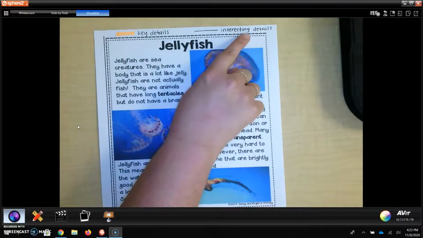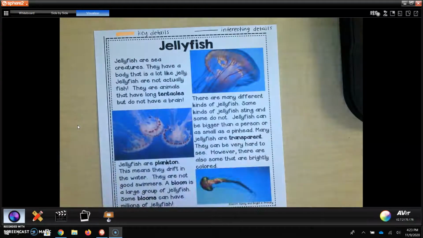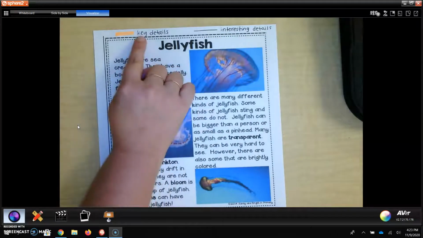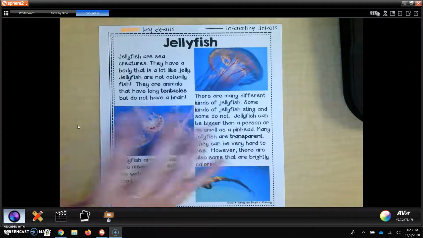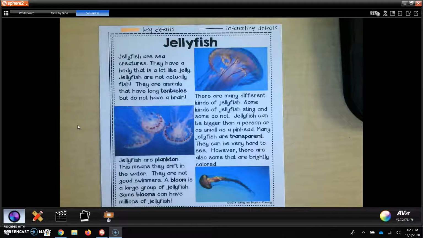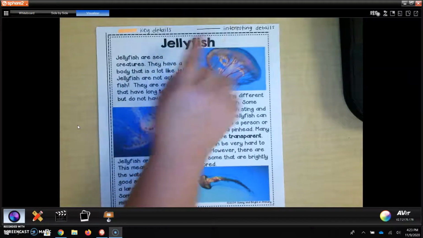So today we're going to be looking at the difference between finding a key detail in an informational text or an interesting detail in an informational text. So key details are the most important facts that you're going to read, and they are facts. They teach you the big parts of your topic. They're just the most important things that you read about when learning about something new. And for us, it's going to be about jellyfish.